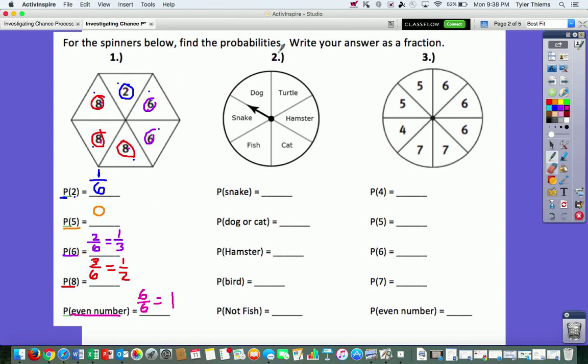I want you to go ahead and do the same thing for number 2 and number 3 on your own. For number 2, this is saying the probability of spinning this spinner and landing on snake is this first example here. So I'll do that one with you. So there's only one snake out of, again, 6 total, so that's a 1/6. I want you to do the rest of these on your own, so press pause now and do number 2 and number 3 on your own.